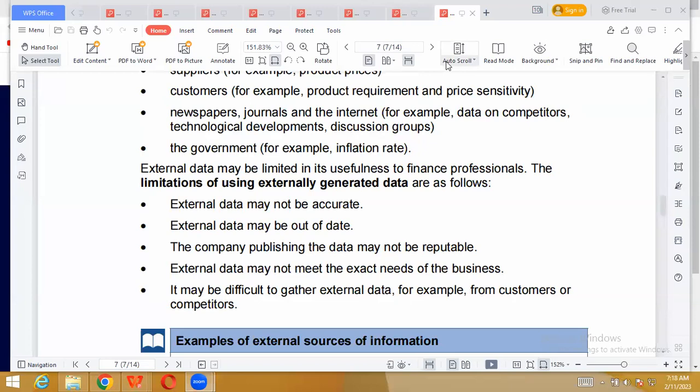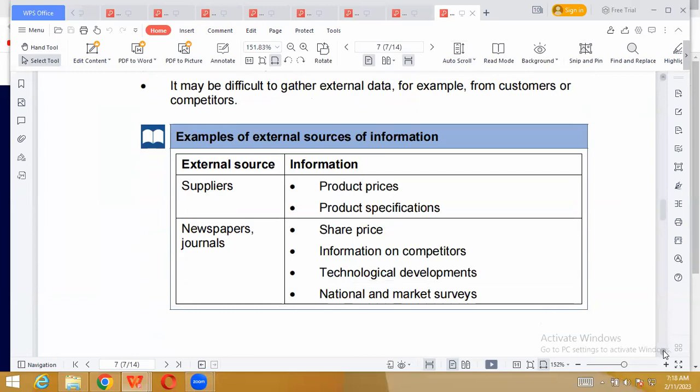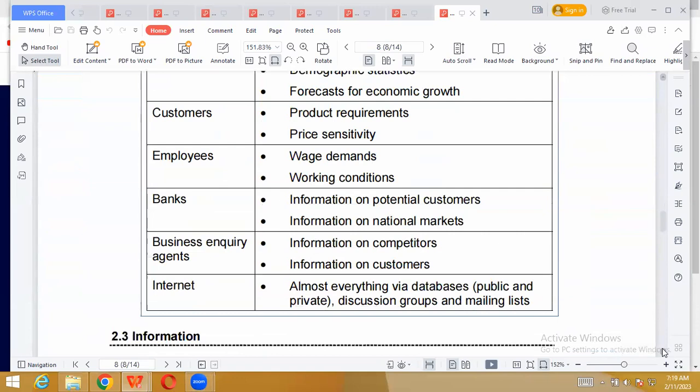We are given examples. There's another reading here, guys, based on examples of external sources of information. You can just go through them. Suppliers, what information can you get from your suppliers? Newspapers, journals, what kind of information can you get from there? The government, customers, employees, banks, and so forth.